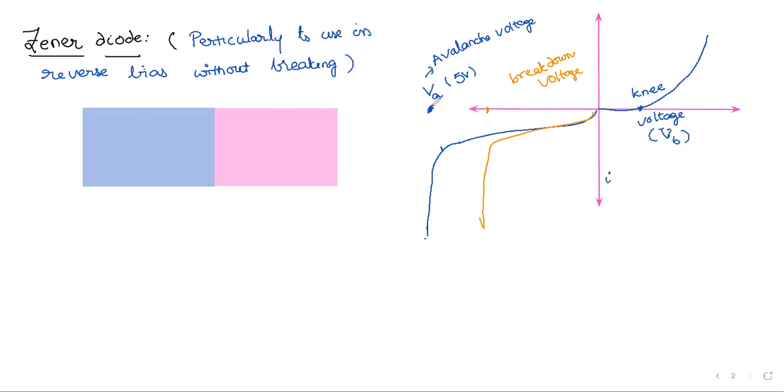Which is less than the 5 volts where the covalent bonds are broken. If I'm able to get that breakdown voltage a bit early, then I think the diode will not be broken. Am I right? Are you following?